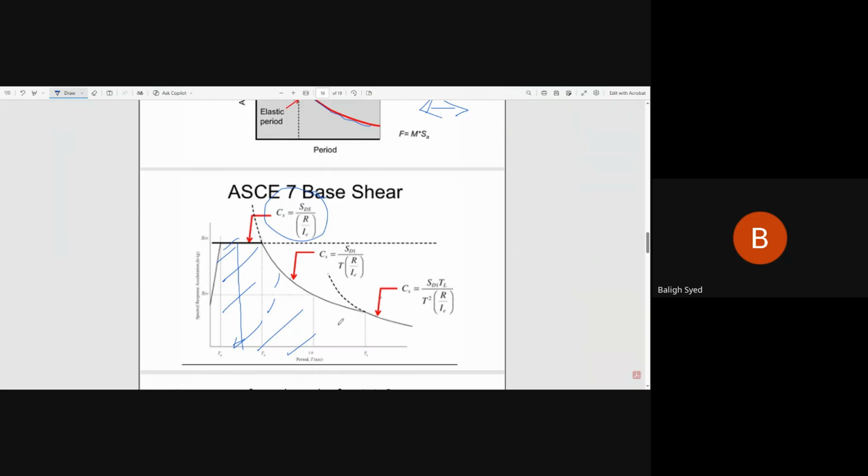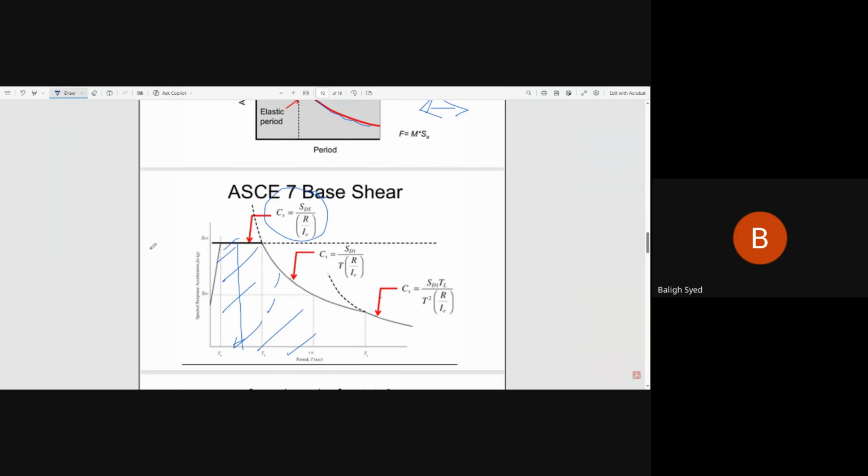Yes or no? But first we need to understand what it is. Then we will go into the background of this line, right? So if you see, you have the constant acceleration, and then you have the constant velocity, and then you have the constant displacement. These are the three critical concepts you got to understand.